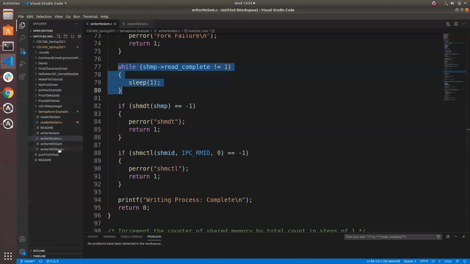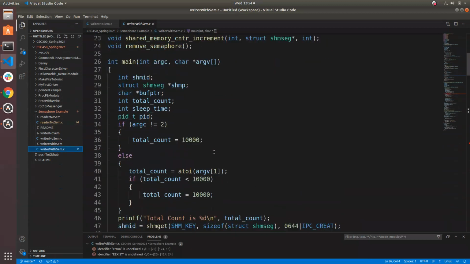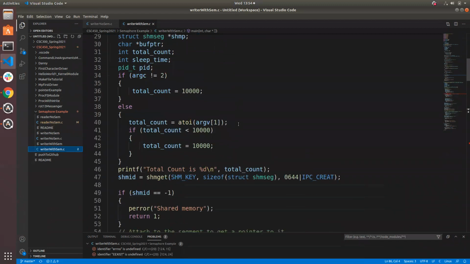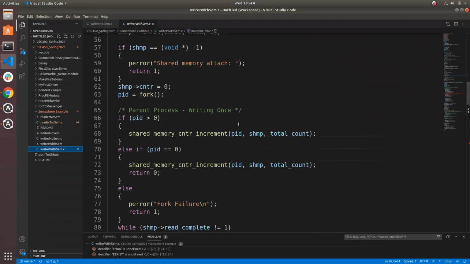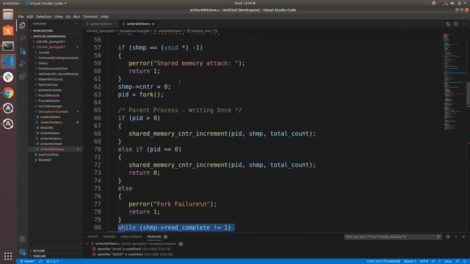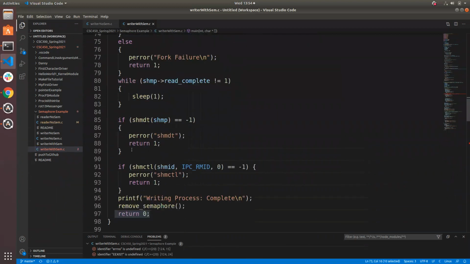So if we look at the with sem version, I think we'll see everything up here is pretty similar. We get our shared memory, attach it, call fork, call those same functions depending on who we are. Only the parent gets down to here because the child returned. So same exact code up to this point.